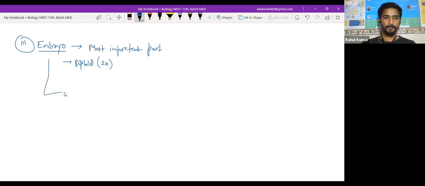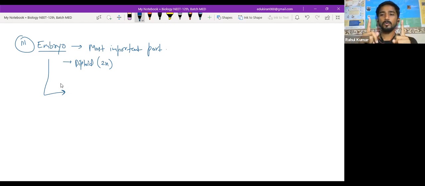And then embryo, write down. Embryo has the following parts. So there are parts of embryo also, because embryo is going to give rise to all the different structures, right?